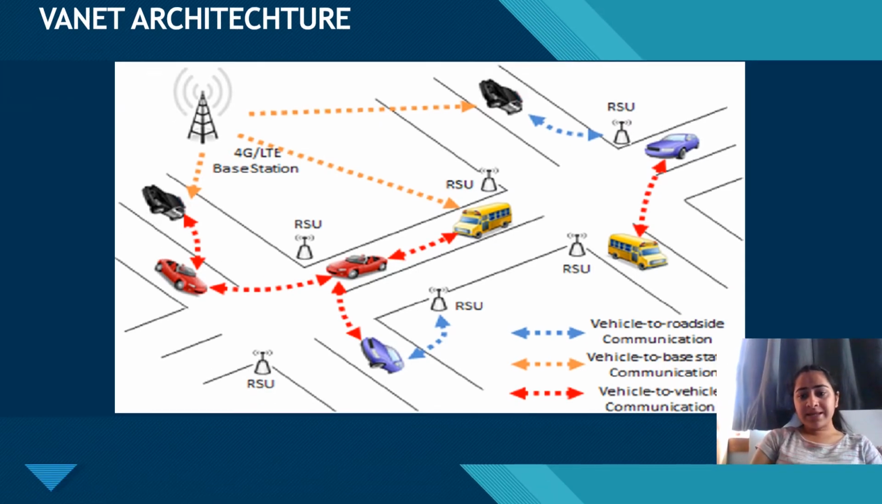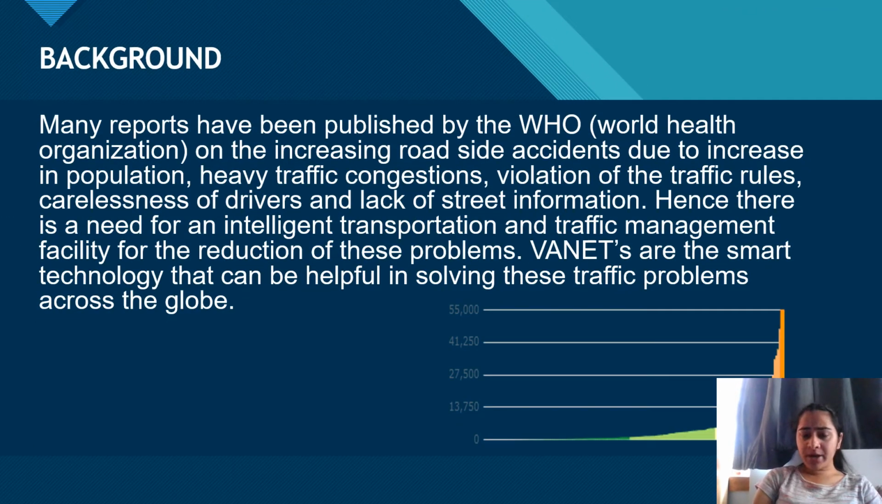Here you go to the next slide. This is about the background of Vanets. Many reports have been published by WHO, the World Health Organization, on the increasing roadside accidents due to increasing populations, heavy traffic congestion, violation of the traffic rules, carelessness of drivers, and lack of street information. There is a need for an intelligent transportation and traffic management facility for the reduction of these problems. Vanets are a smart technology that can be helpful in solving these traffic problems across the globe.